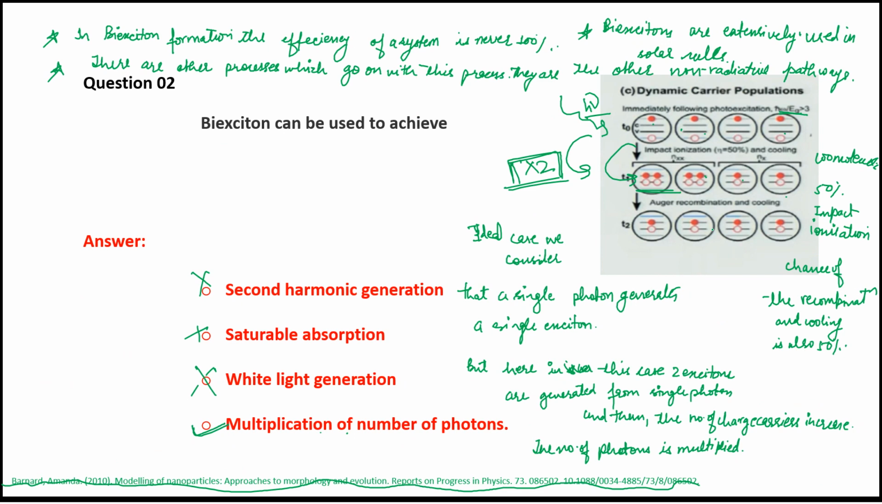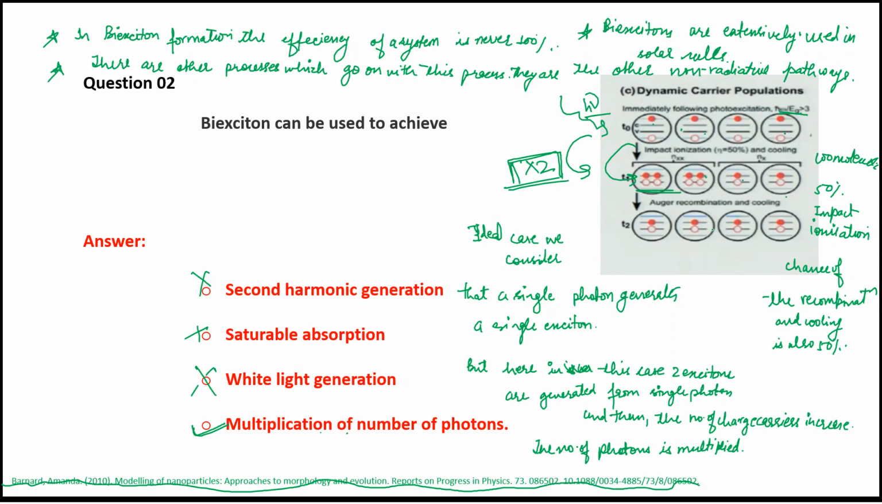Then bi-excitons are also a source of generation of charge carriers. Why are these charge carriers necessary? These charge carriers are necessary in the formation of solar cells. Okay. Now, the efficiency to form a bi-exciton is never 100% in the whole process. And there are other processes, non-radiative and radiative decays, that continue with it. So therefore, bi-excitons can be used to achieve a multiplication of the number of photons.